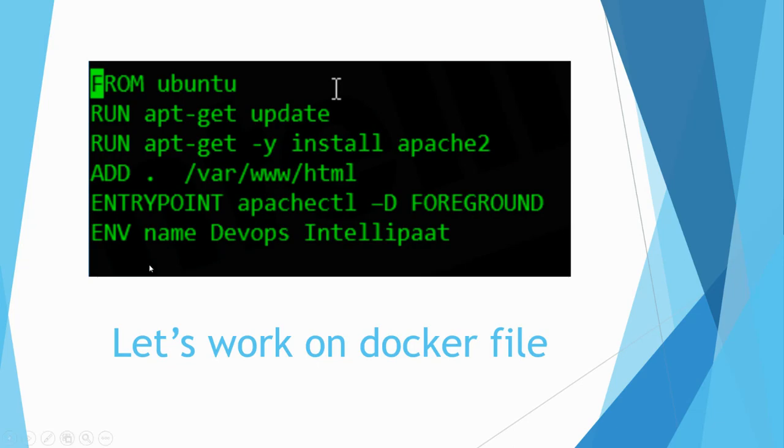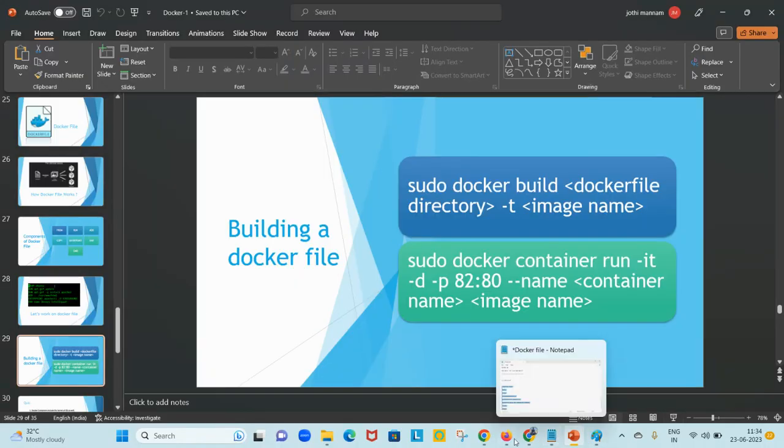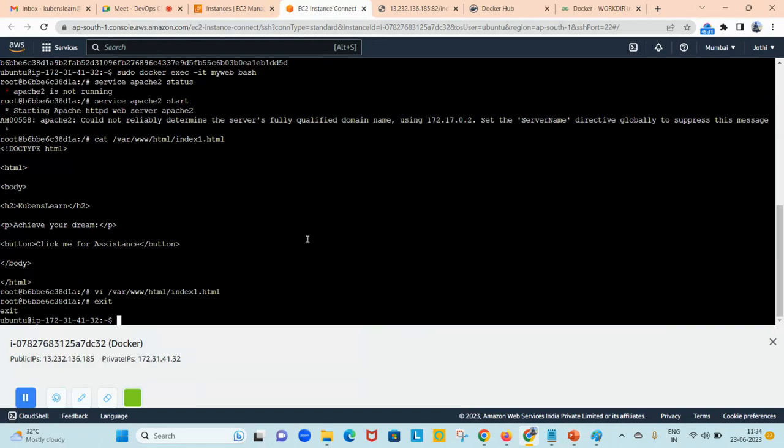Got it? And then we are setting up a certain environment variable. The environment variable name should be DevOps IntelliPaat, something like that. Okay, got it? Now let's try to create a Docker file and try to run it.